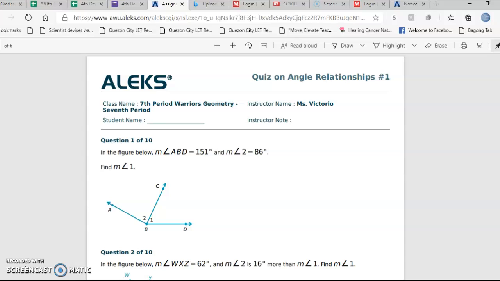So this is just like your quiz for today, and I want to show you how to calculate the measurement of angles. In number 1, we have the measurement of angle ABD. What is your angle ABD? That one. 151 degrees, and then the measurement of angle 2 is 86 degrees. So how do you get the measurement of angle 1?